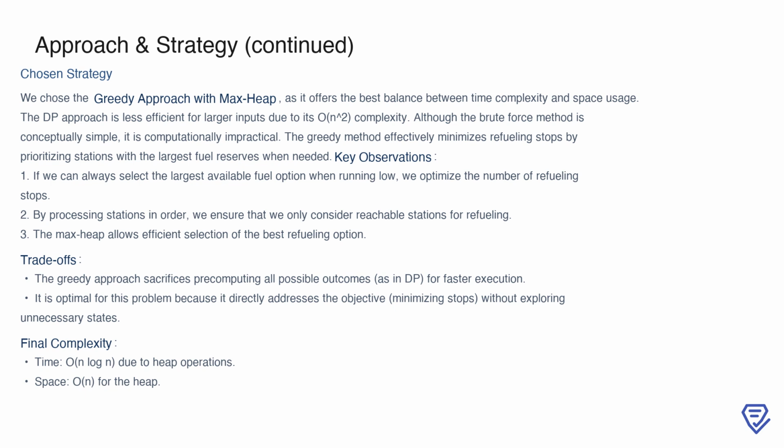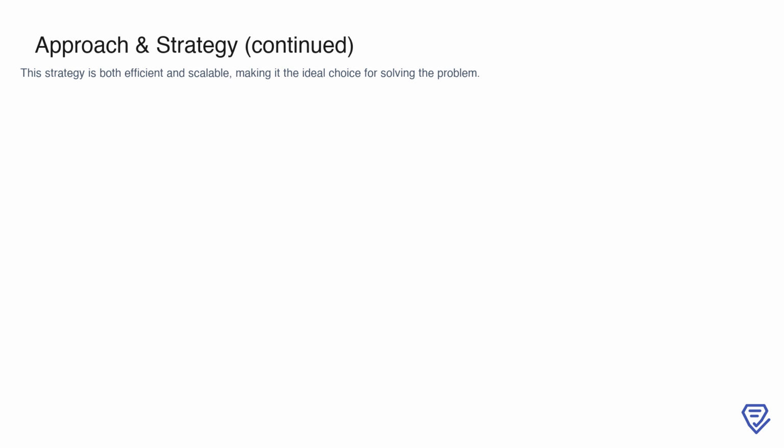whenever needed. By processing stations in order and using a max heap to select the best refueling options, this method ensures that only reachable stations are considered. This approach avoids unnecessary computation while achieving an optimal solution. It trades off pre-computing outcomes, as seen in DP, for faster execution and better scalability. The final complexity for this approach is n log n in time and n in space. This makes the greedy approach both efficient and scalable, making it the ideal choice for solving the problem.